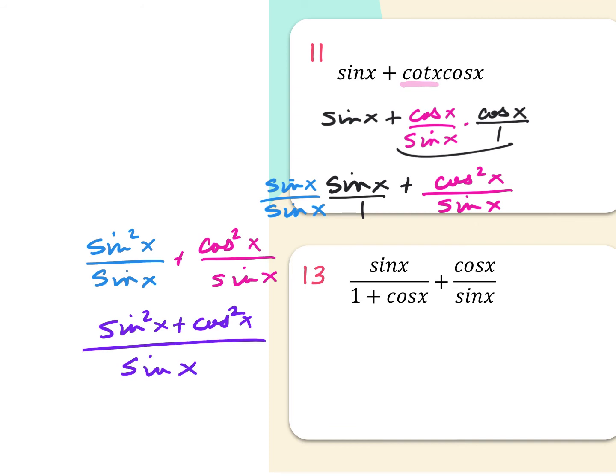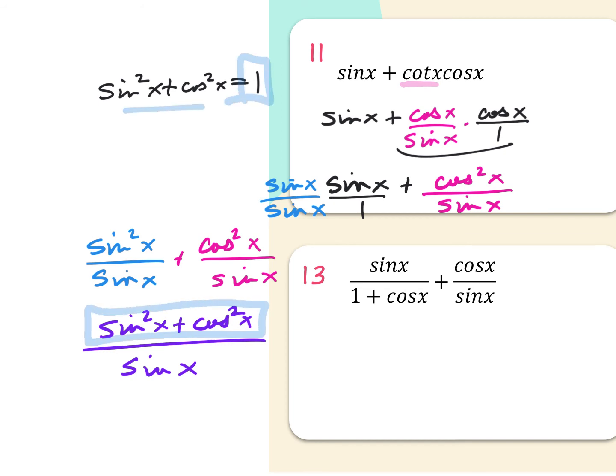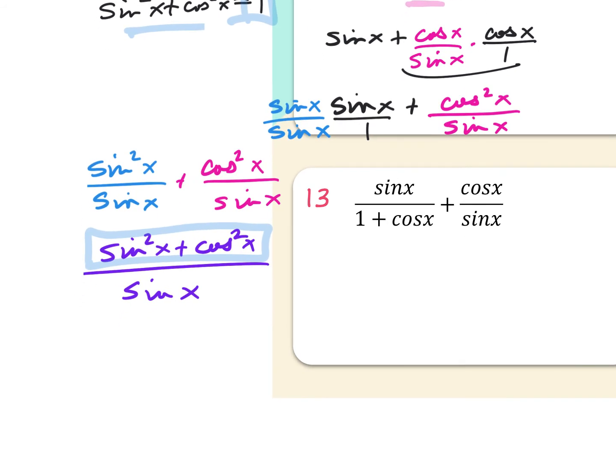Remember, we memorized a Pythagorean identity that sine squared x plus cosine squared x equals 1. So now I'm going to do a substitution, and I'm going to replace this with a 1 because that's what it equals. So now I have 1 over sine x. And again, I don't want to leave it a fraction, so I'm going to turn it into its reciprocal, which is cosecant. And that's your final simplified answer.